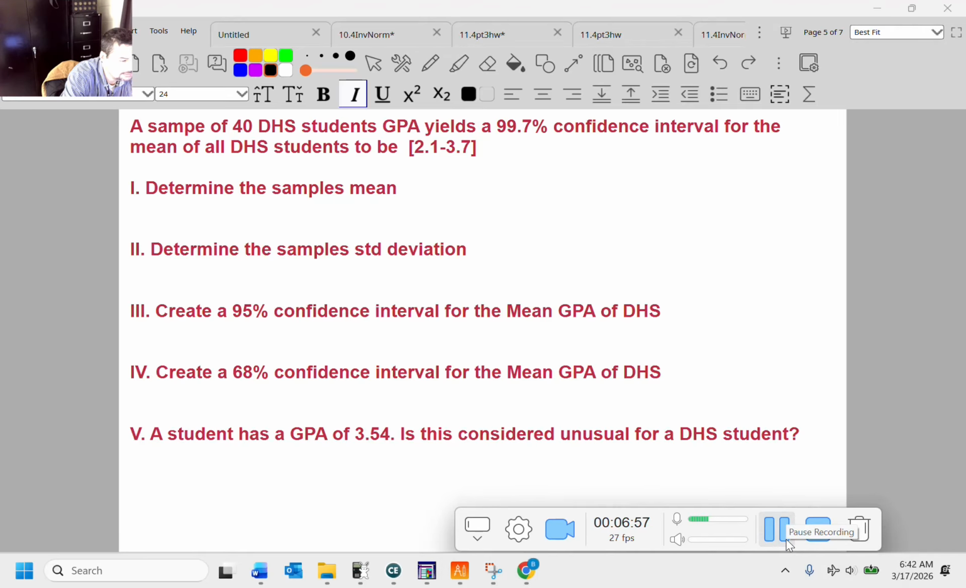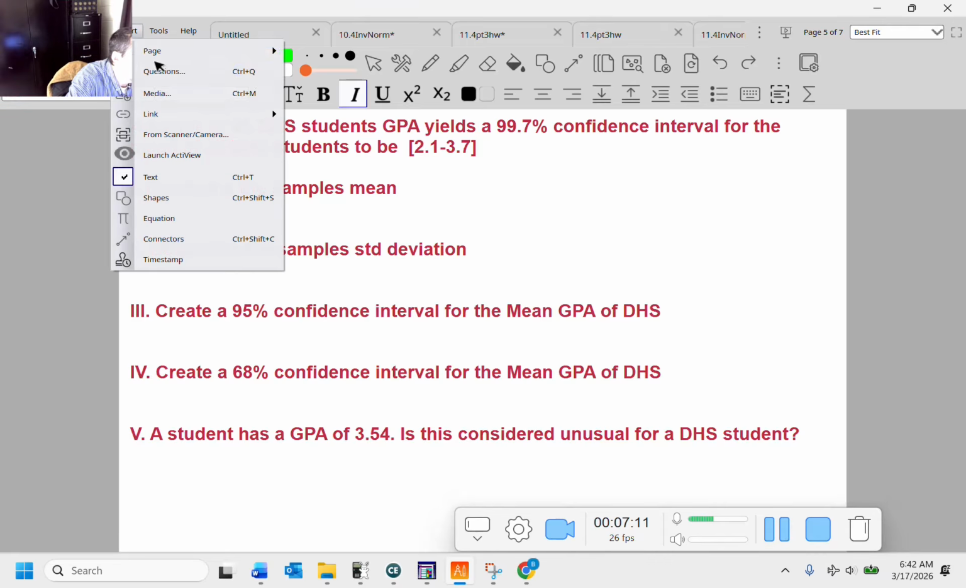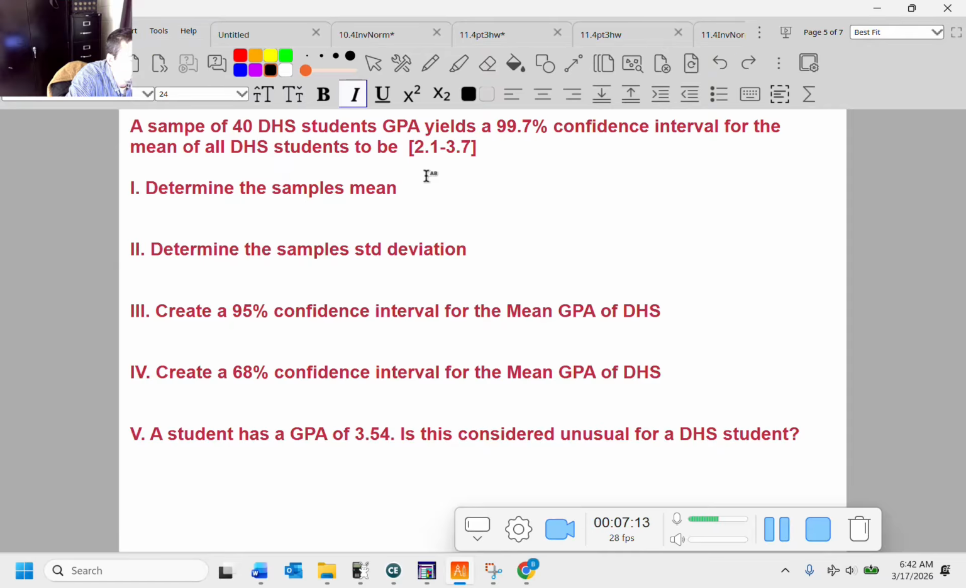A sample of 40 DHS students' GPA yields a 99.7% confidence interval for the mean of all DHS students to be 2.1 through 3.7. Determine the sample's mean. This is actually surprisingly easy. The sample's mean lies in the middle of 2.1 and 3.7.